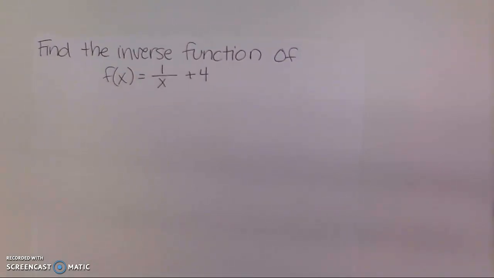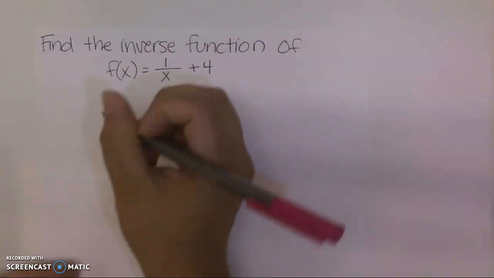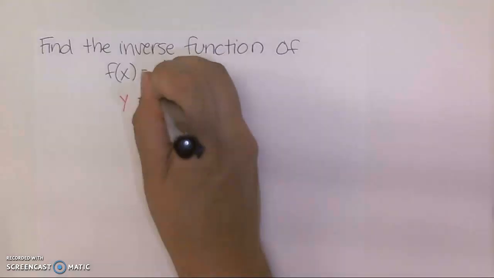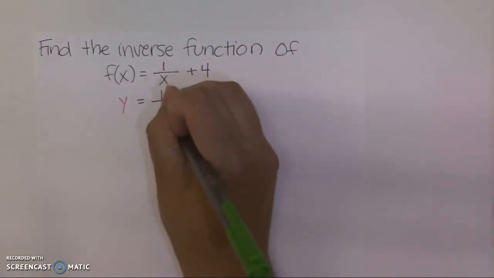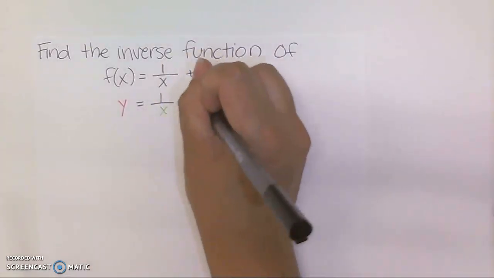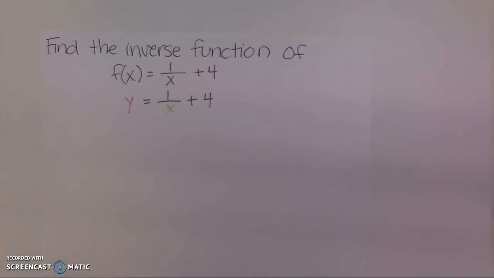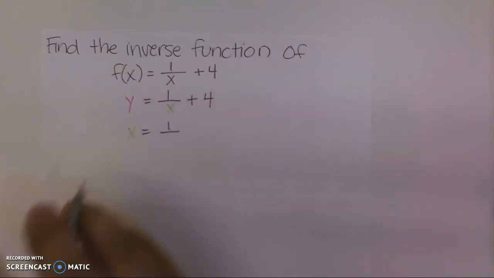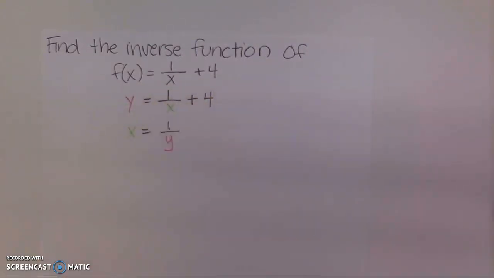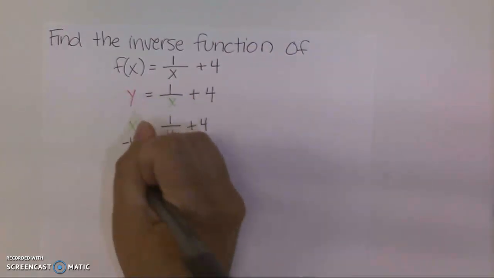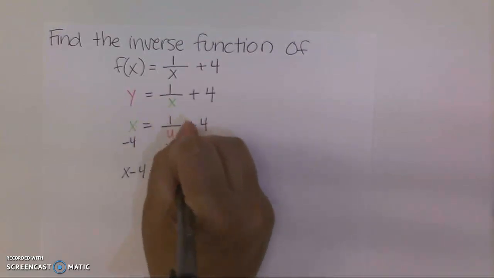So let's look at this rational function here. I'm going to again suggest that you rewrite the f of x as a y first, keeping everything else the same. And then remember, our first step to find an inverse function is to switch the x and the y. So x equals 1 over y plus 4. Now we have to solve for y. So the first thing I'm going to do is subtract 4 from both sides. So I have x minus 4 equals 1 over y.